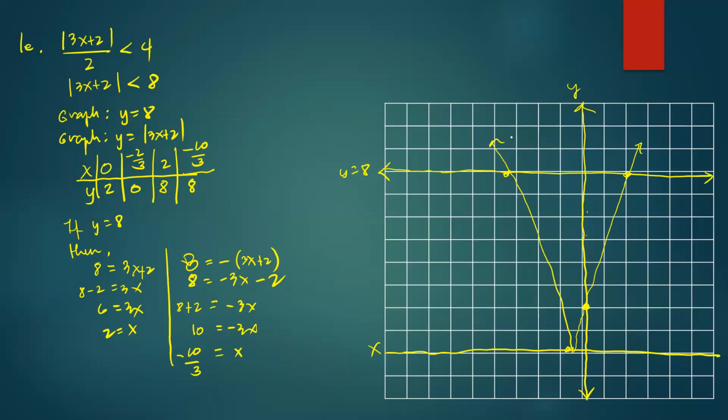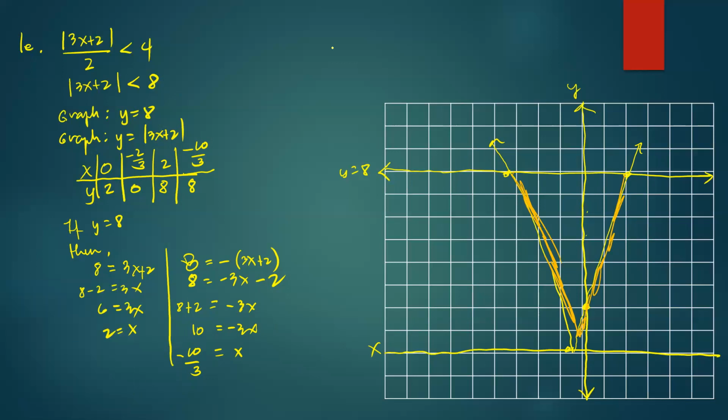Okay, now we are looking for the part of the graph where it is less than 8. In other words, it lies below the line y is equal to 8. So again, we are interested with this part of the graph.